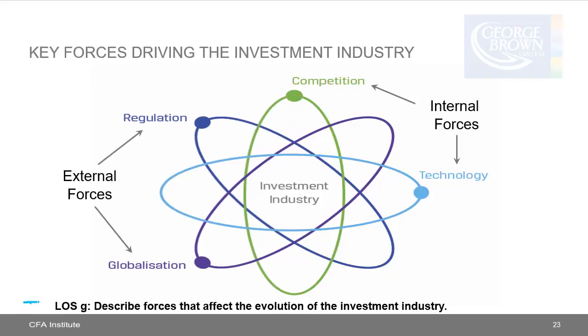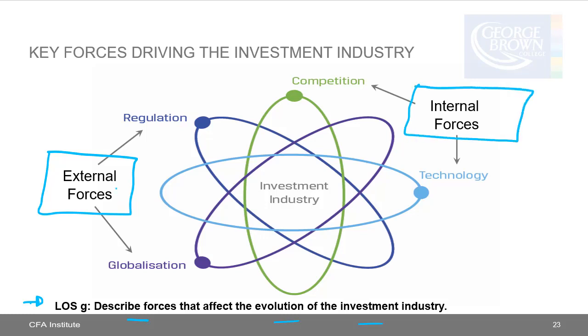So this is the last PowerPoint slide, and we're down to the last learning outcome statement for Chapter 1. Learning outcome statement G, which is describe forces that affect the evolution of the investment industry. So the first thing to note is that they've broken it up into two categories here, external forces and internal forces. And two external forces are regulation and globalization, and two internal forces are competition and technology.